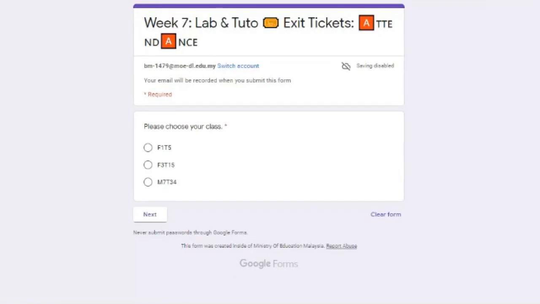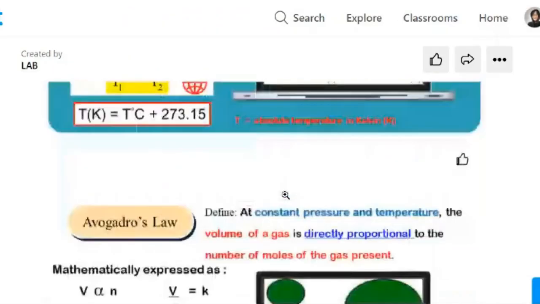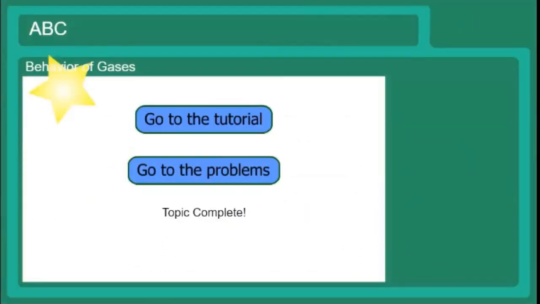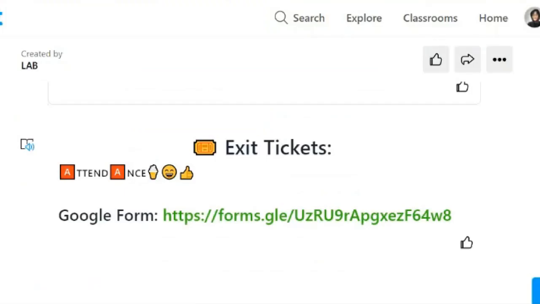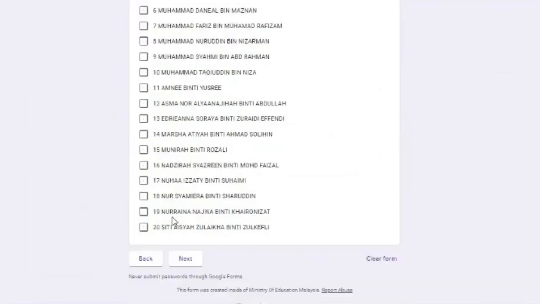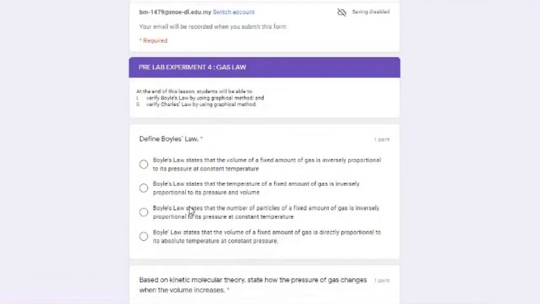So please do remember, must submit the exit ticket for this one. You just click exit ticket. How to get the exit ticket? So here, all the notes are given, and then please click the Google form. Click the Google form, and the Google form will direct you to here. You just answer a few questions. Okay, next. Let's try it together.